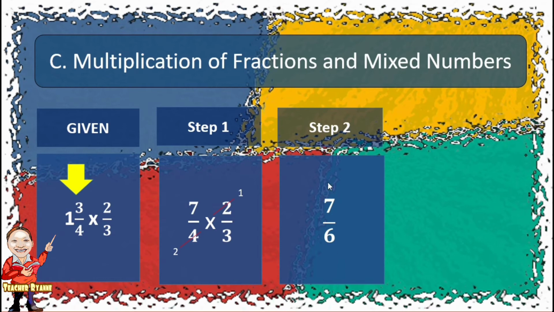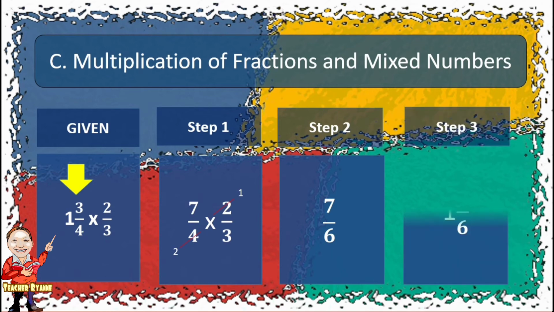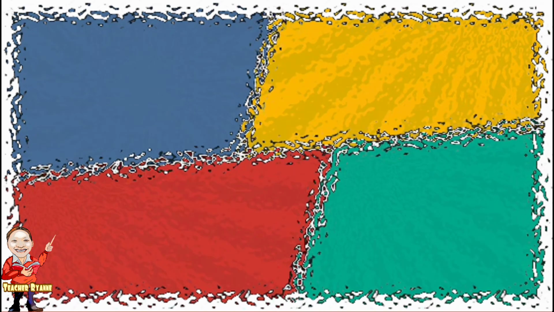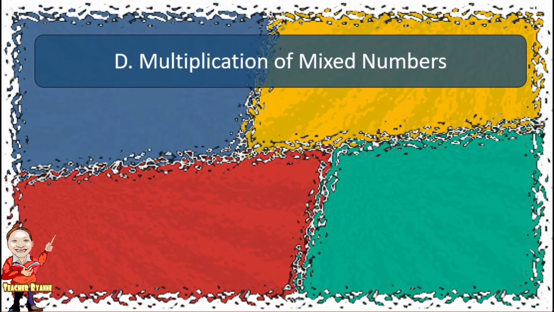If you notice again, it is an improper fraction, so we will make it a mixed number. 7 divided by 6 is 1, with a remainder of 1, and copy 6. So we will have 1 and 1 over 6. So 1 and 1 over 6 is our final answer. Okay? So let's proceed to another example.